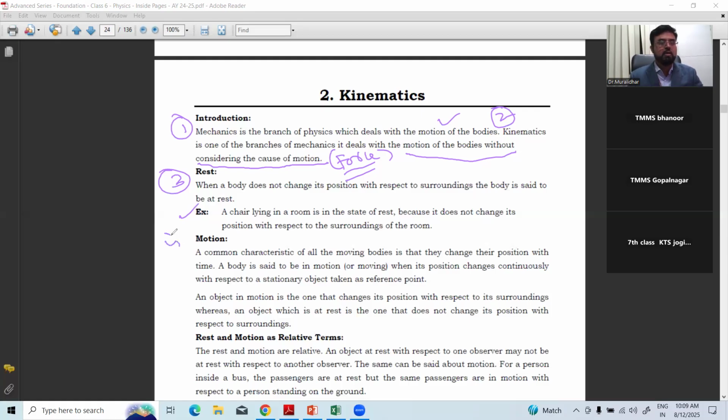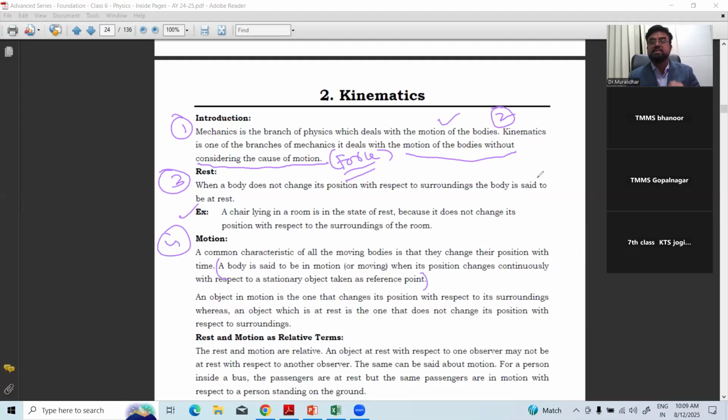Okay? Fourth point, motion. Actually, our main part. That is kinematics. A common characteristic of a moving body is that they change their position with time. So this, you can write: a body is said to be in motion or moving when its position changes continuously.